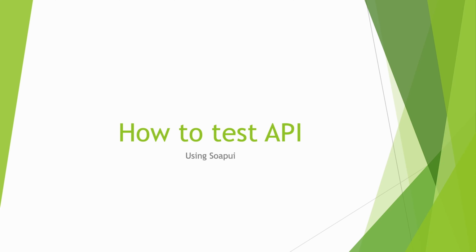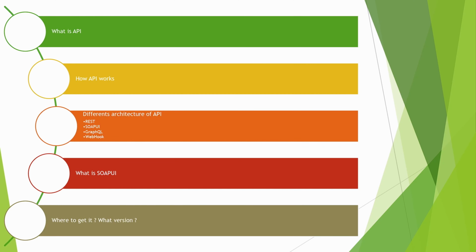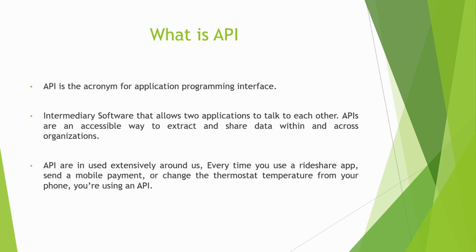So we'll be seeing in this course API testing with SoapUI. We'll see the theoretical part first: we discuss what is an API, how APIs work, and different architectures of APIs. We'll talk a little bit about SoapUI, where to get it, and what version we'll be using in this course. Now, let's discuss what an API is.